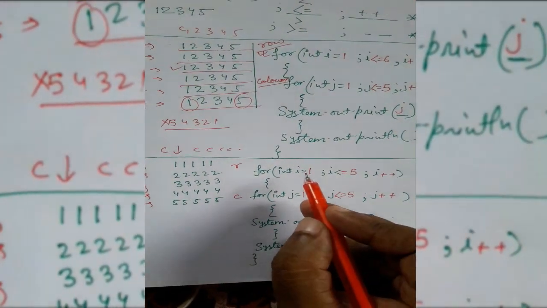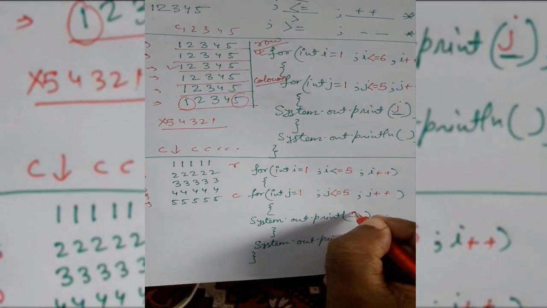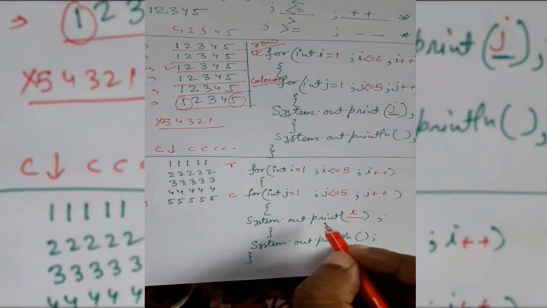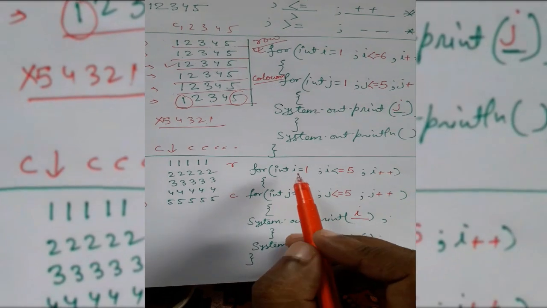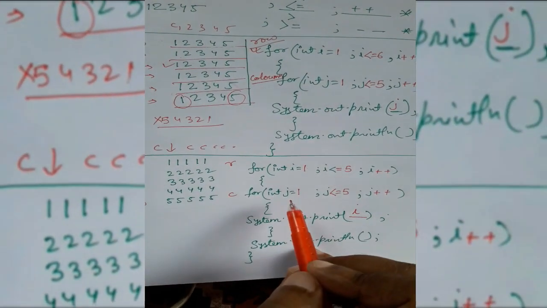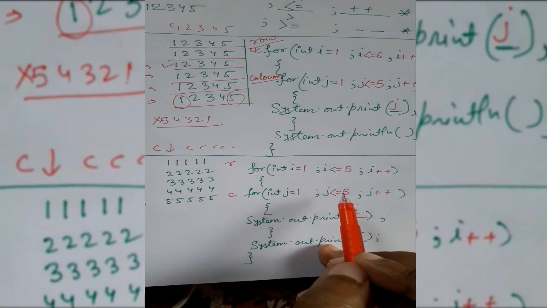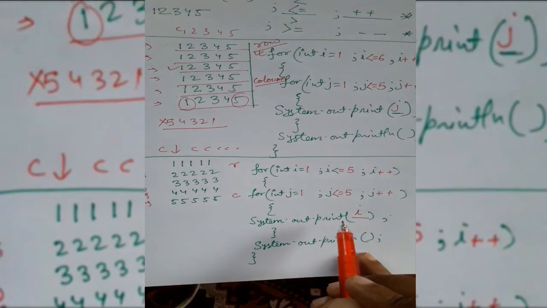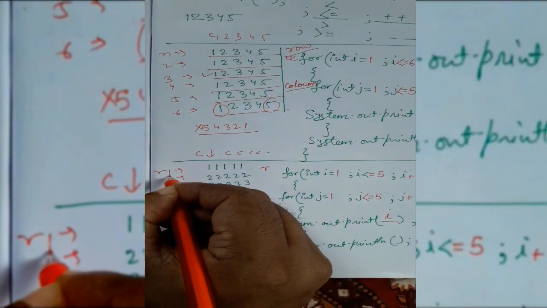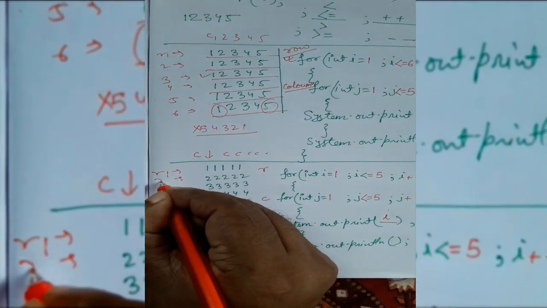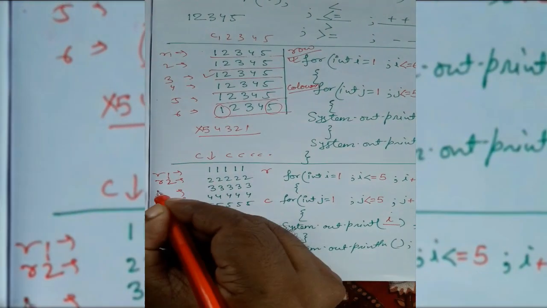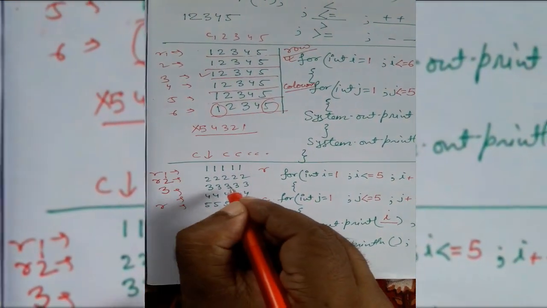So what can we do? We will write here I. Let's see whether it is coming or not. Yes, it is coming. Why? Because when the value of I is 1, J will execute 5 times, and it will print 1. So when the row number is 1, it is printing 1. When the row number is 2, it is printing only 2. When the row number is 3, yes, it is printing 3.